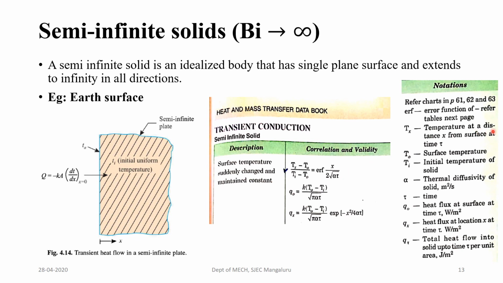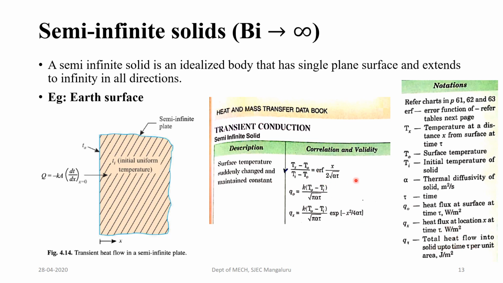So Tx is temperature at distance x and time t. T naught is the surface temperature. Ti is initial temperature, and t is time. Alpha is thermal diffusivity. X is the depth. If you find out this error function, you can get the temperature at x, and Q naught and Qx are given. You can find out heat flux at any location, heat flux at any depth, and also total heat flow.